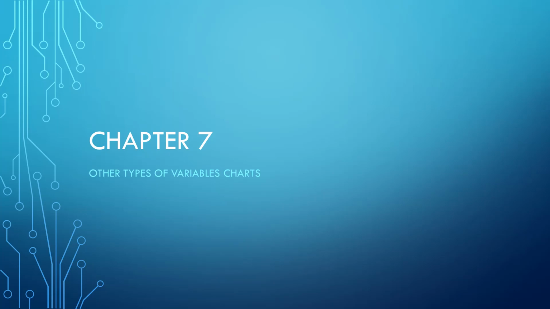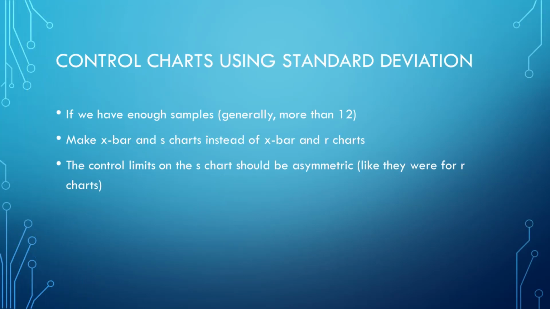So it turns out that X bar and R charts are just one of the many kinds of charts that we can build. So in this chapter, we're going to talk about charts for variables data. So the first chart to talk about is X bar and S charts, which are standard control charts just like X bar and R charts. But instead of using the range, we use the standard deviation.